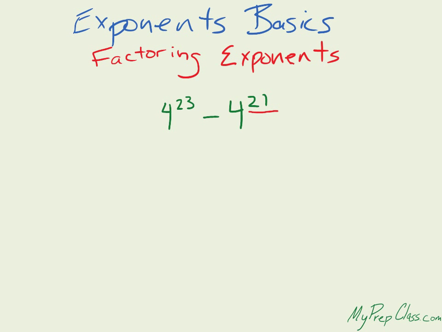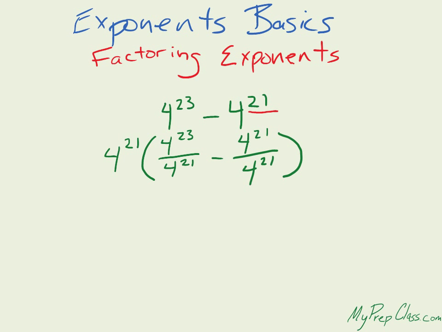So I can get to 21 4's in each of them. So I'm going to divide the whole thing by 4 to the 21st power. So I'm going to pull that 4 to the 21st out to the side, because then it's going to be factored out. And then I have 4 to the 23rd over 4 to the 21st minus 4 to the 21st over 4 to the 21st. And now we know how to divide fractions. So 4 to the 23rd over 4 to the 21st, we can just subtract those from 23 minus 21. And 4 to the 21 over 4 to the 21 is just going to leave us 1.